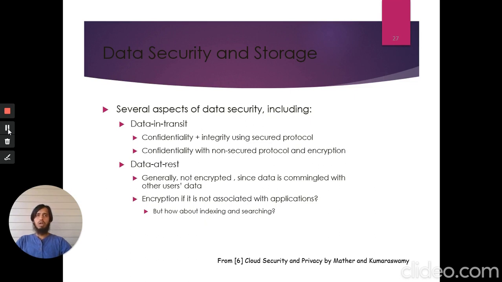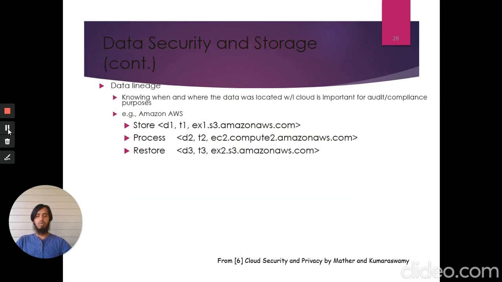Before the data is put onto the cloud from the client, it might be modified by the attackers. And data at rest is generally non-encrypted, since data is commingled with other user data. And then encryption is a problem if it is not associated with applications. Data in transit is usually encrypted, but if it is not encrypted, then it is very easy for attackers because it is in plain form. If it is encrypted and put onto the cloud, then retrieval, searching and indexing become somewhat difficult for the algorithm. Processing of data includes multi-tenancy also here.